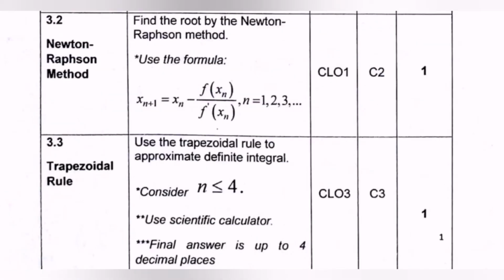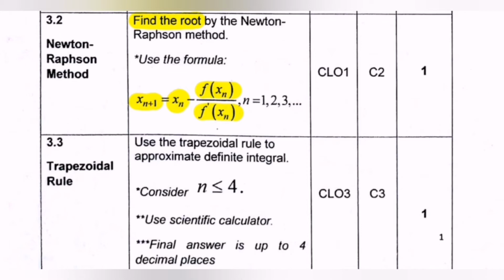As for the second part, we have the Newton-Raphson method. So what is the usage of the Newton-Raphson method? The usage of the Newton-Raphson method is to find the roots with the formula where we have x sub n plus 1 equals x n minus the function f with the substitution value x sub n over f prime with the substitution value x n, where n must be an integer: 1, 2, 3 and so on.